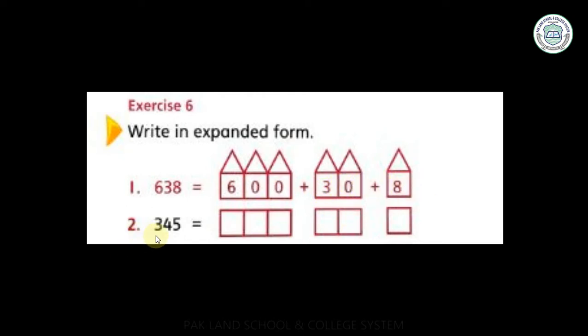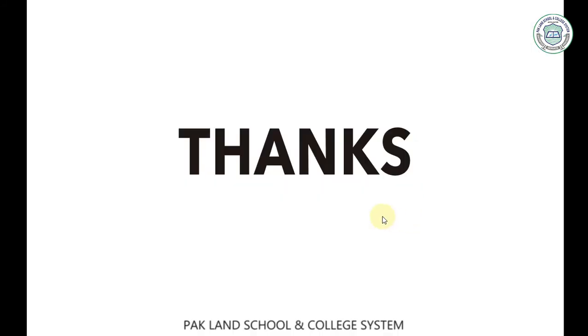In the next example, 345, there are 300, and 4 tens. So we write 300 in this column, and plus 40, 4 tens, and 5 ones are in this example. Thanks.